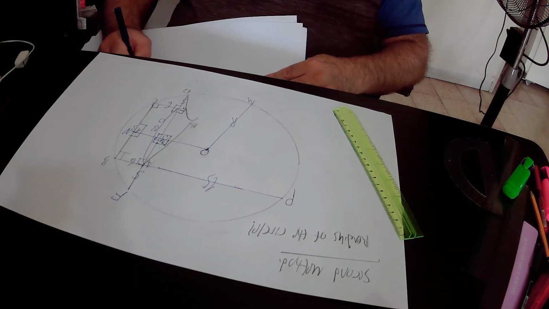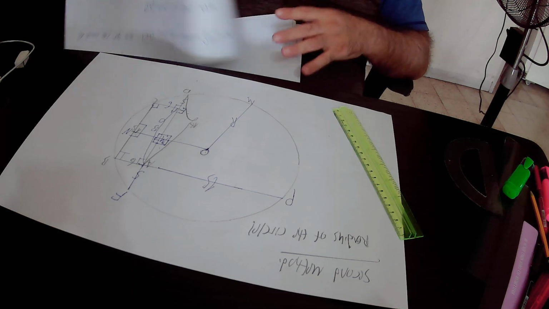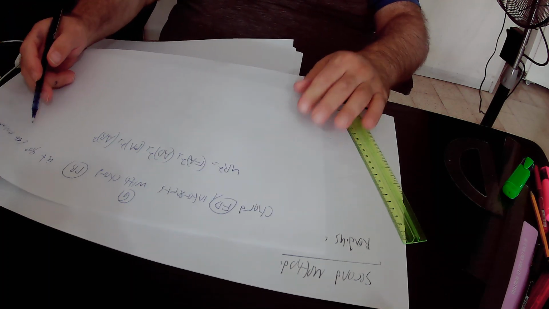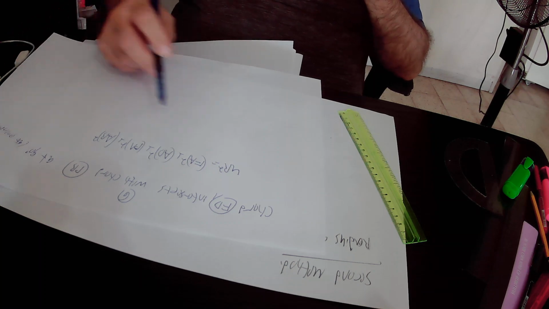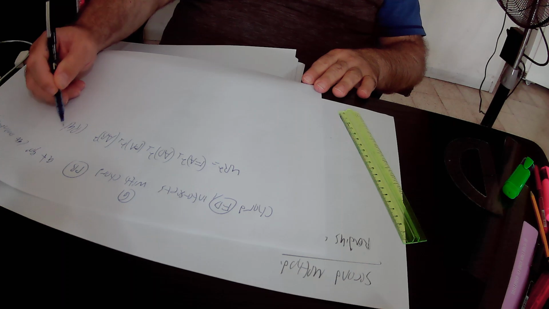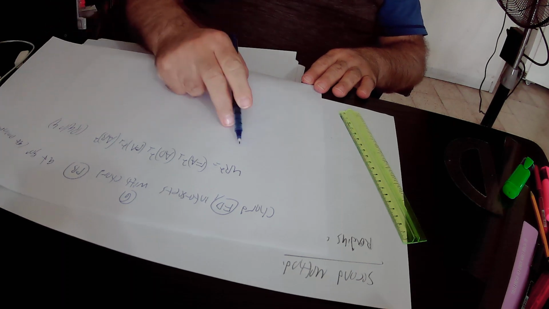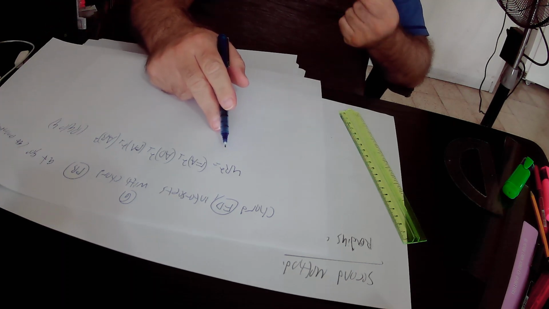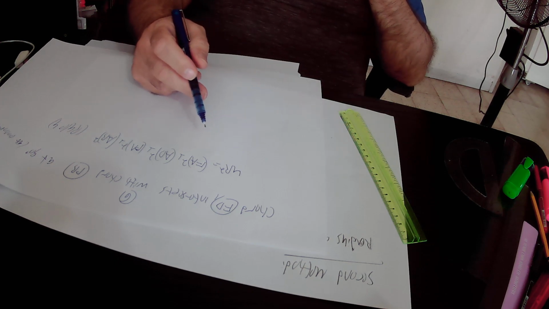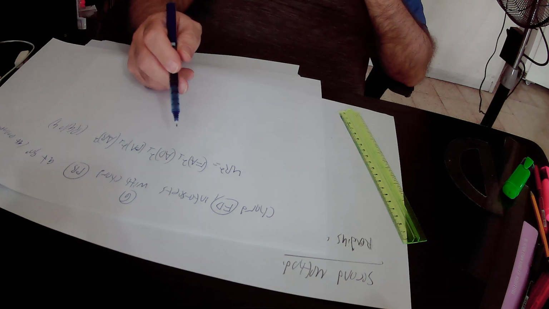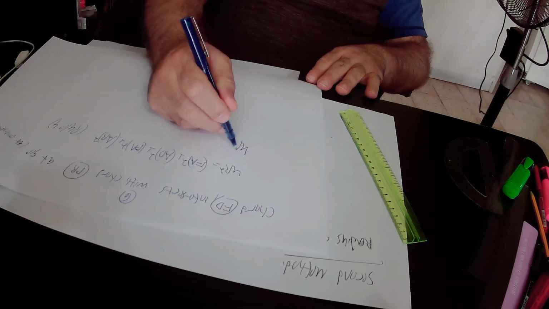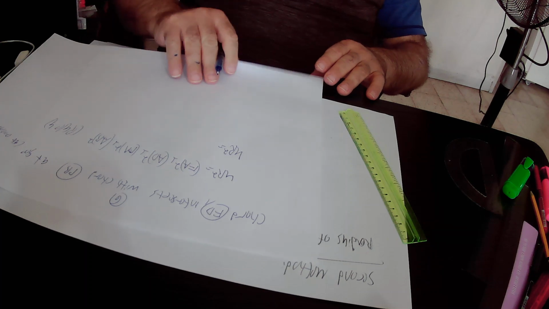I'll repeat again. Because chord FD intersects with chord PB at 90 degrees at point A, we'll get that according to rule number 4, 4R squared, capital R is the radius of the circle, equals FA squared plus AD squared plus PA squared plus AB squared. So 4R squared equals FA squared.